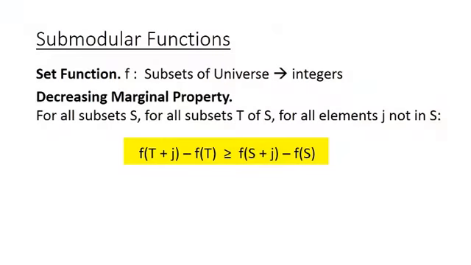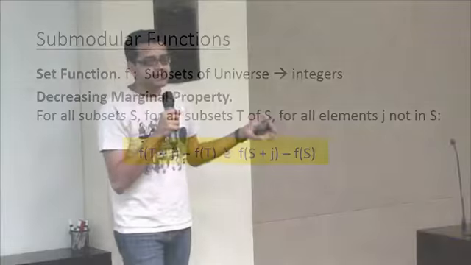So what are submodular functions? They are set functions. Given a universe of some n elements, it prescribes a value to subsets of this universe. I'm going to assume that these values are integers, not necessarily positive integers, just integers. What makes a set function submodular is this decreasing marginal property, which says the following. I take a subset and an element not in the subset. The increase in the function value when I add that element goes down as the subset grows. So it's a mouthful.